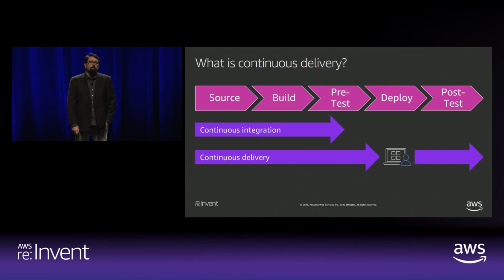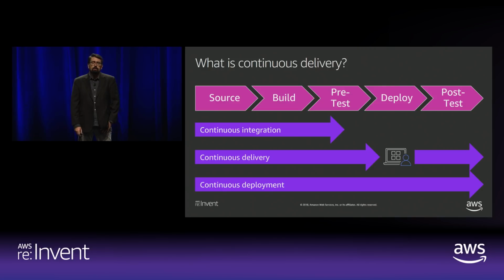Continuous delivery, and I hope I don't stumble on this later in the talk, but continuous delivery for us is taking that continuous integration story and then adding on deploy and post testing, but doing it with a manual gate. If you are very mature in these processes, you can do what we call continuous deployment, where this is a fully automated end-to-end process.